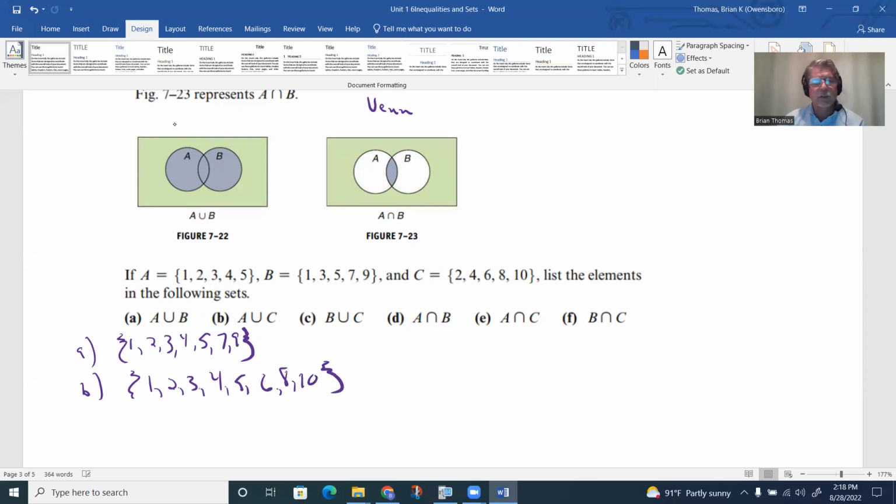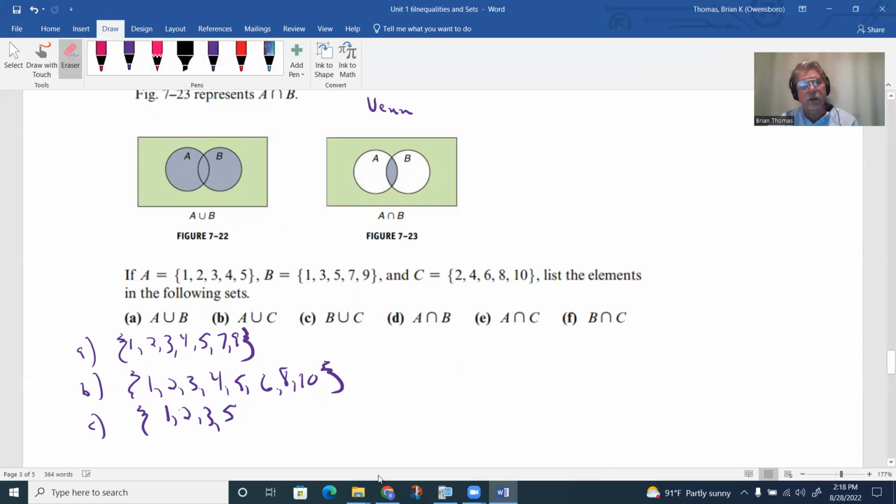B union C means to put B and C together, combine them. So you just got to be in one set or the other. So B union C would be 1, 2, 3, 5. I'm sorry, we got 4 as well. Let's see here.